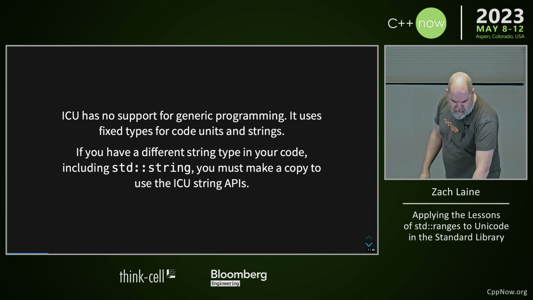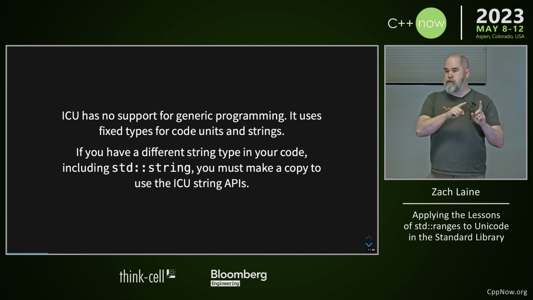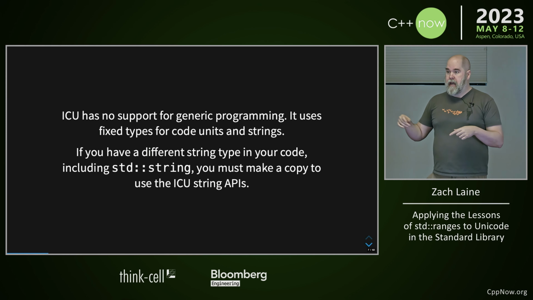I think we've got a different slide. But the idea is if you use a different value type for your code units, for UTF-8, let's say, you have to copy data to use the interfaces for ICU. If you use std::string, you have to copy data to use their string interfaces, right? So this is not great.